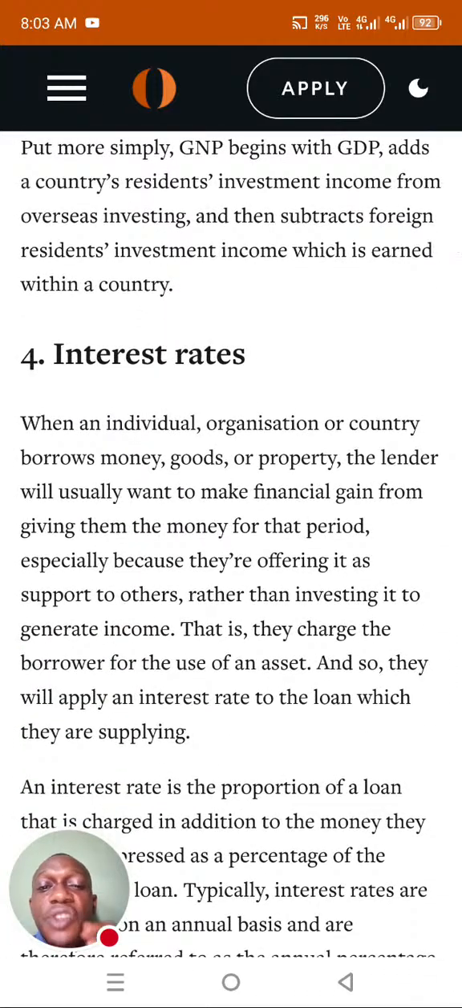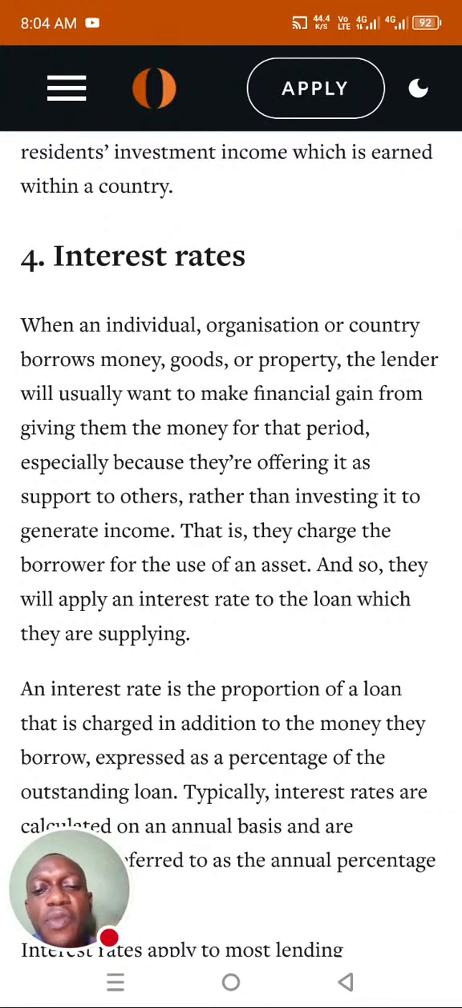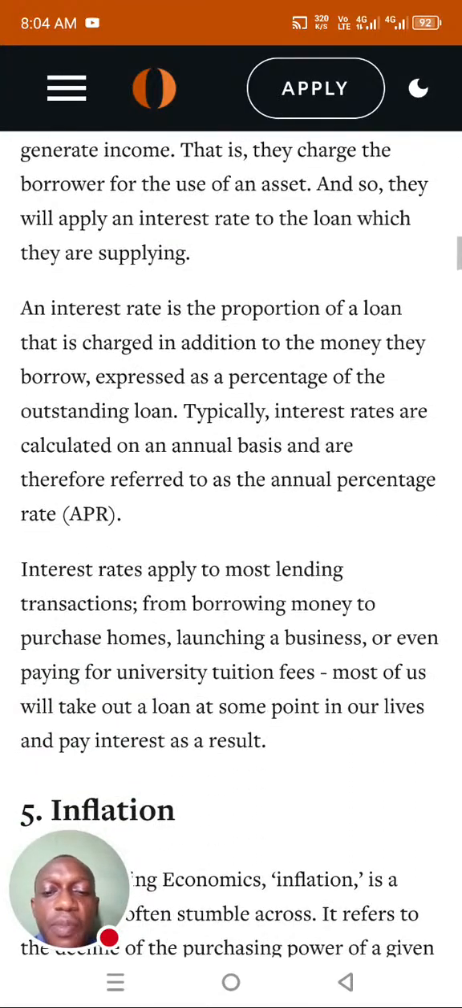Number four, interest rate is one of the terms also. Interest rate. When an individual, organization, or country borrows money, goods, or properties, the lender will usually want to make financial gain from giving them the money for that period. So, especially because they are offering it as support to others, they have to put interest on it. I believe we know that properly.